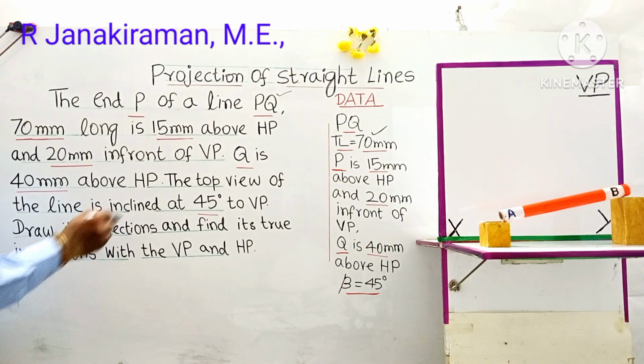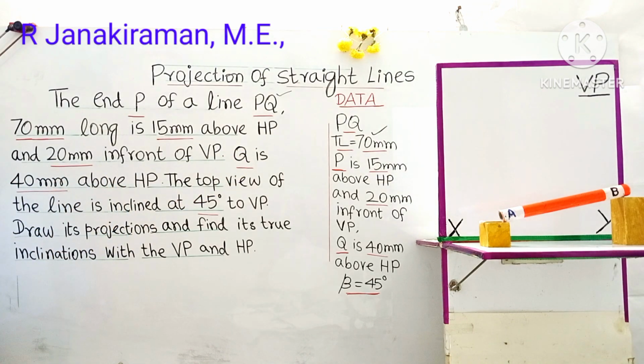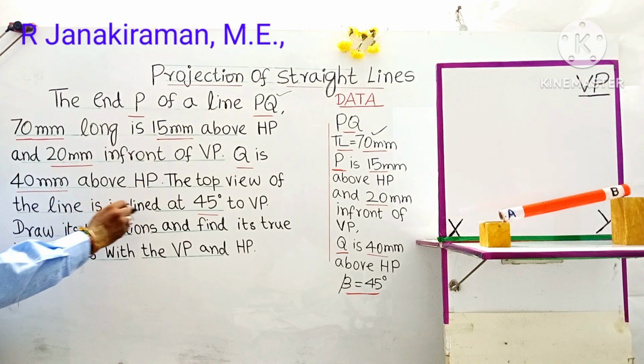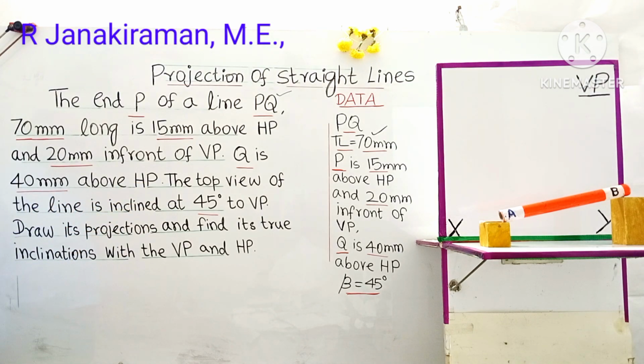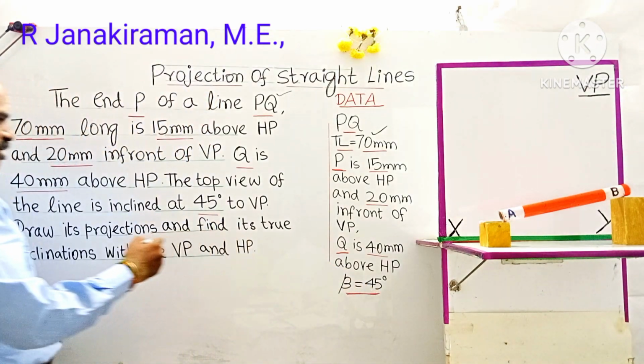Further, it is given that Q is the other end. Q is 40 mm above the HP. The top view of the line is inclined at 45 degree to VP. Top view inclination is represented by the angle called beta. Beta is 45 degree.